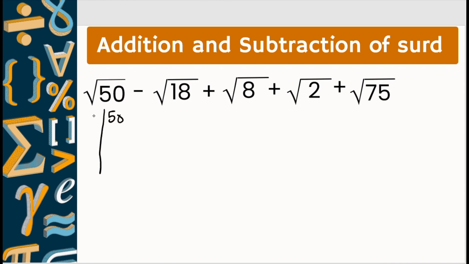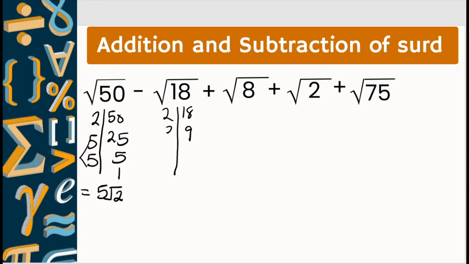Reducing 50, I have 50. 2 will divide 25. 5 will divide 5. And then 5 will divide 1. So grouping, I'll have this to be 5 root 2. Let me do the same for 18. 2 will divide 9. 3 will divide 3. 3 will divide 1. I'll group this. So this has been reduced to 3 root 2.